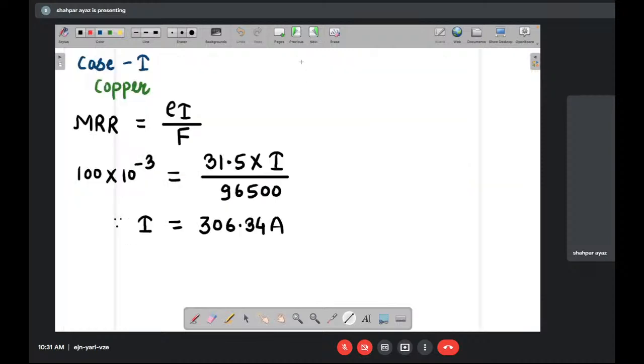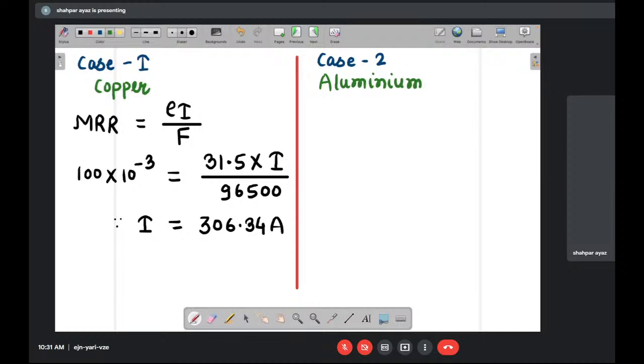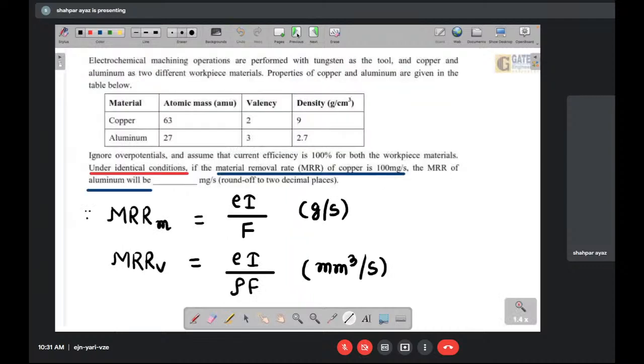Now case two, let's come to case two, my dear. Case 2 for aluminium. Aluminium is your MRR is equals to EI by F, right? EI by F, because we have to calculate in terms of mass. Equivalent weight of aluminium, 27 by 3, that is 9. Atomic weight by valency. So that is your 9.